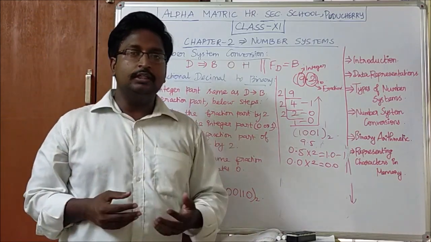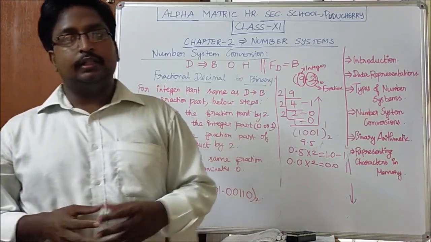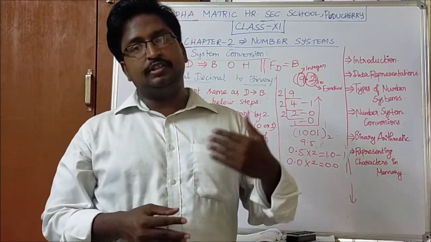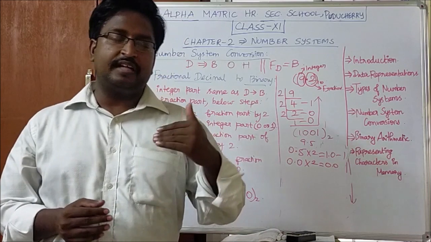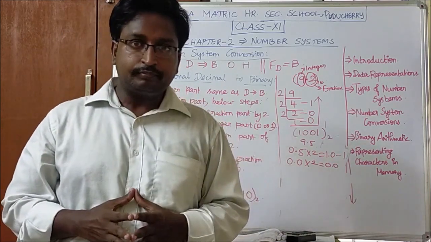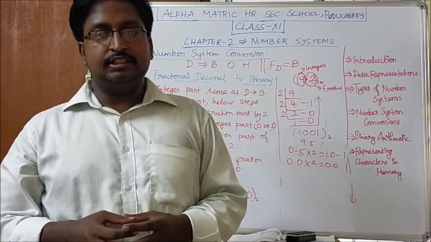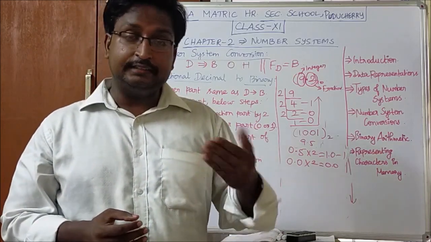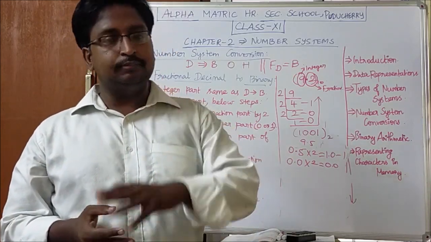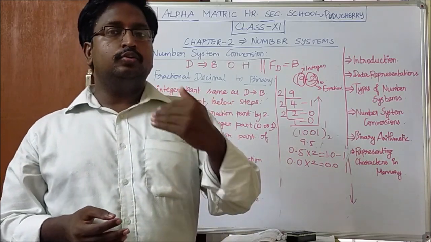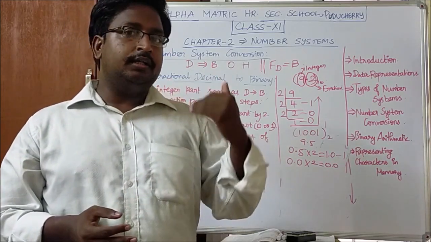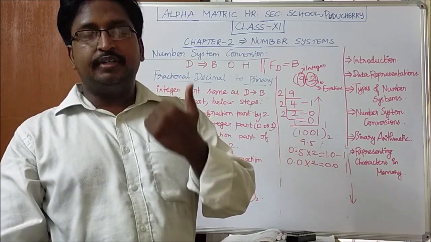So this is all about the first conversion, decimal to other number systems, that is decimal to binary, octal and hexadecimal, and fractional decimal to binary. In the next video we will go with the other conversions, that is binary to decimal, octal and hexadecimal, and fractional binary to decimal, and octal to decimal and binary, and hexadecimal to decimal and binary.